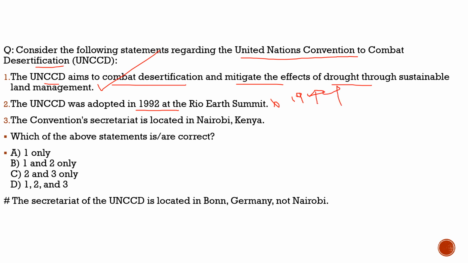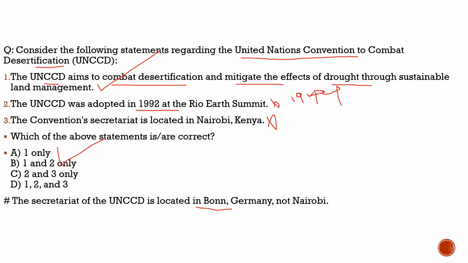It was adopted in 1994 after the Rio Summit. Statement 3, the convention's secretariat is located in Nairobi, Kenya. Totally incorrect. It is located in Bonn, Germany, not in Nairobi. So with respect to this question, the correct statement is only statement 1.